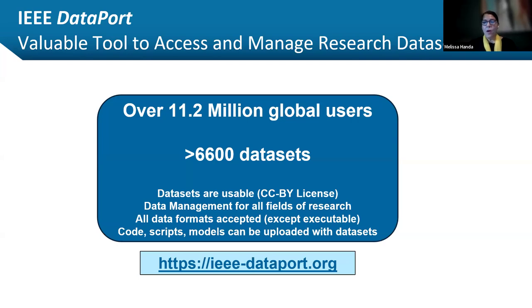But there are all types of data on the platform. AI is the largest category. Machine learning is the second largest category. We have an agricultural category. But there are about 35 categories that you can investigate and explore. And if you're uploading a data set, any data format is accepted with the exception of executables.